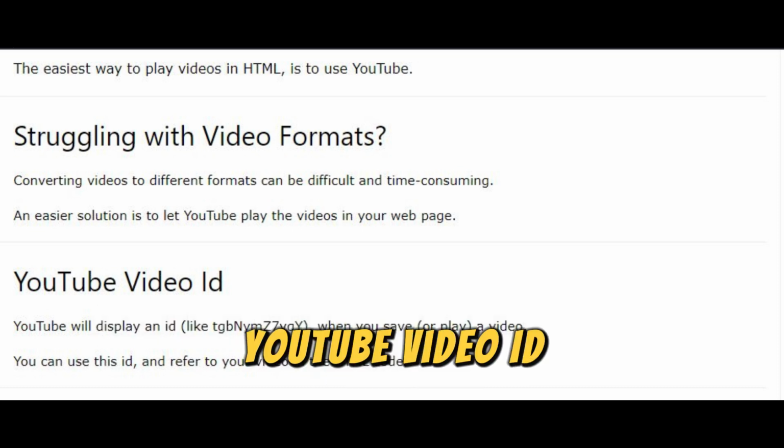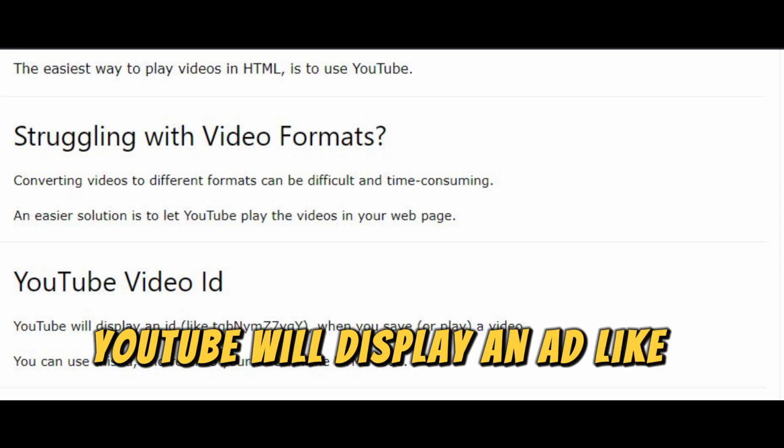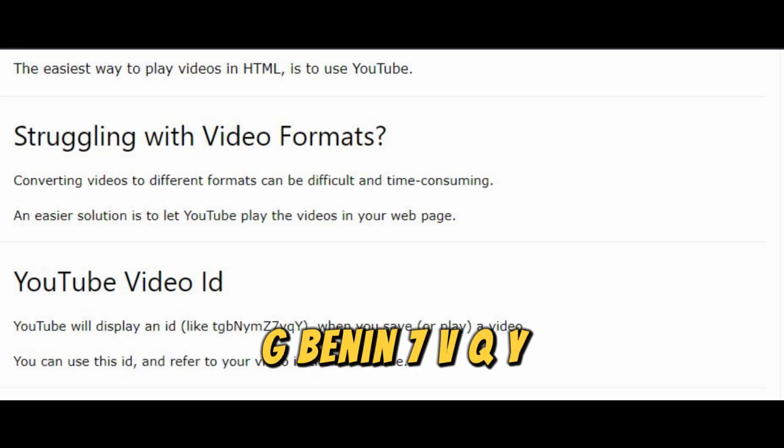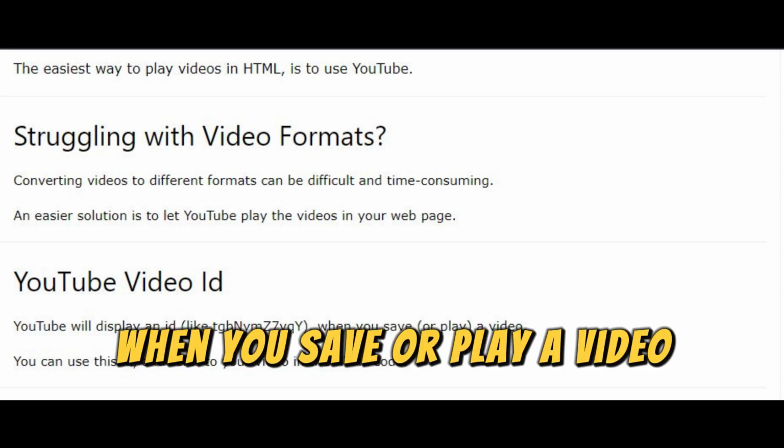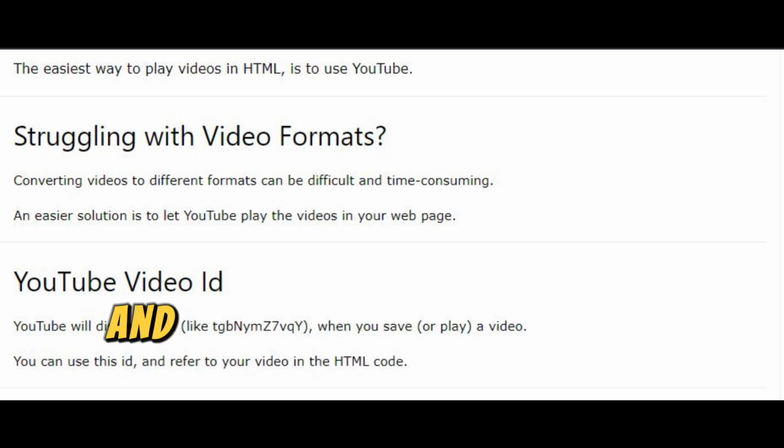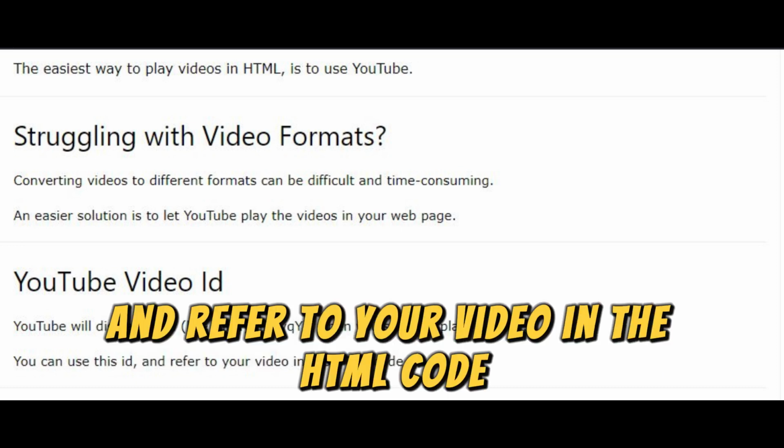YouTube Video ID. YouTube will display an ID, like TgbNymZ7vqY, when you save, or play, a video. You can use this ID, and refer to your video in the HTML code.